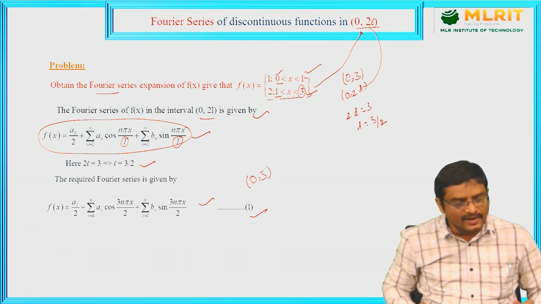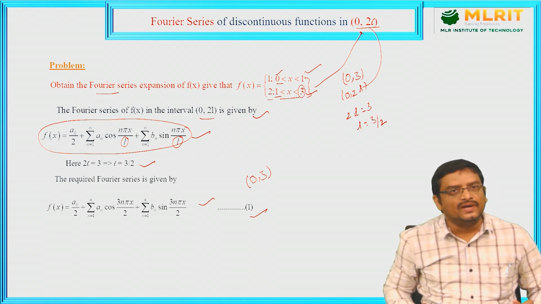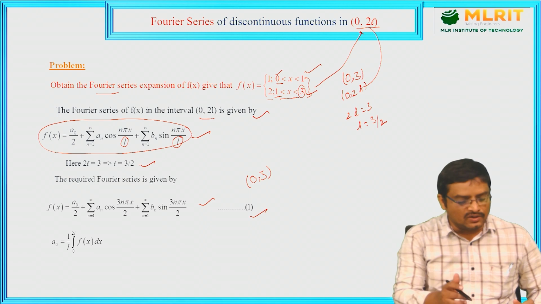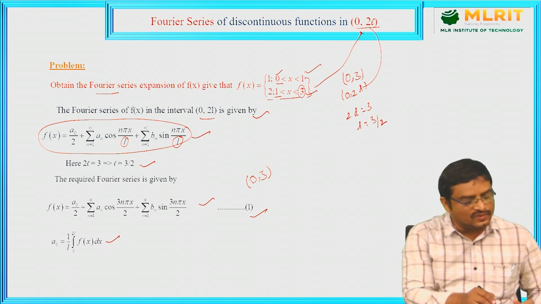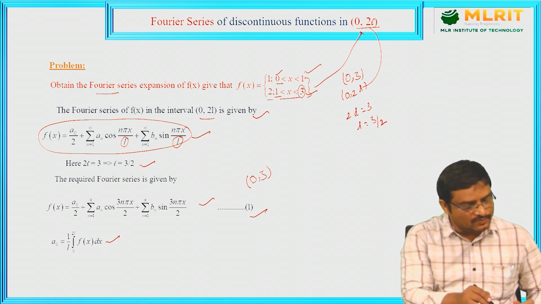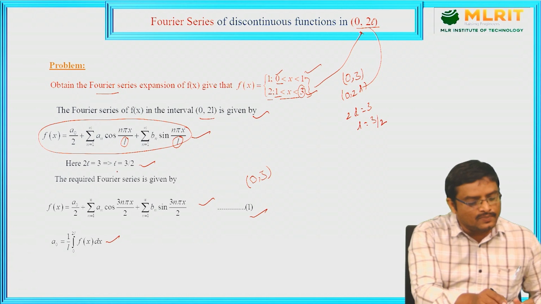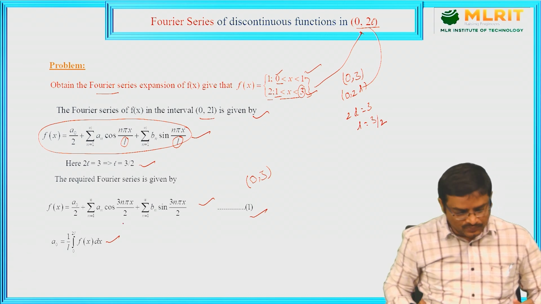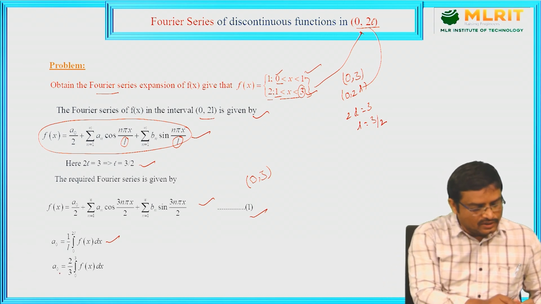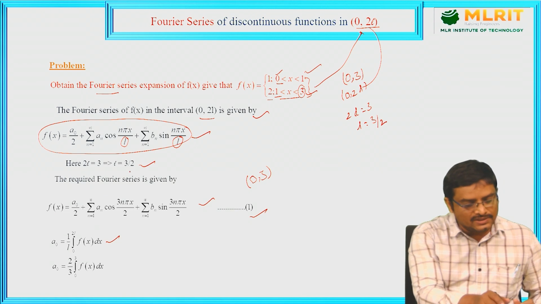Now we will find the coefficients one by one. First we will find the a0 value. This is the general formula to find the a0 value in the interval 0, 2L. So here also we will replace L is equal to 3 by 2. So you will get a naught is equal to 1 by L, that is, 1 by 3 by 2.